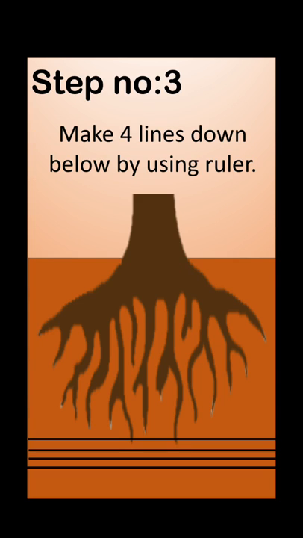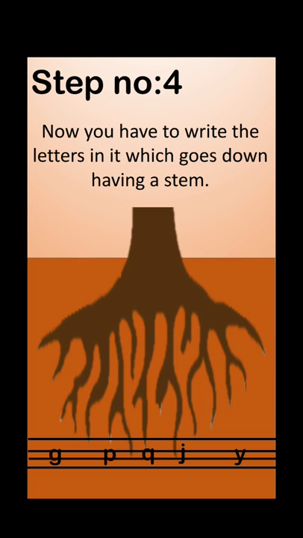Step number 3 is make 4 lines down below by using ruler. Here you have to make 4 lines, but not on the root. You just have to make the 4 lines on a brown part, like on a brown paper, alright. Step number 4 is, now you have to write the letters in it which go down having a stem. This is what I have told you. What are the root letters? Which can come in last 3 lines, which can touch the root line, alright. So here you have to write the root letters. What are the root letters? Letter G, P, Q, J and Y.